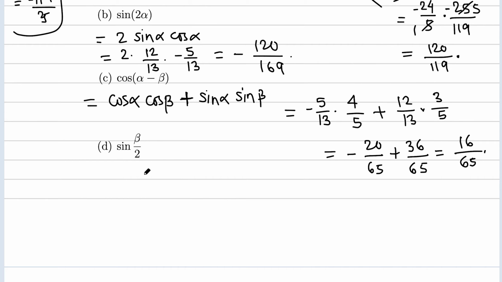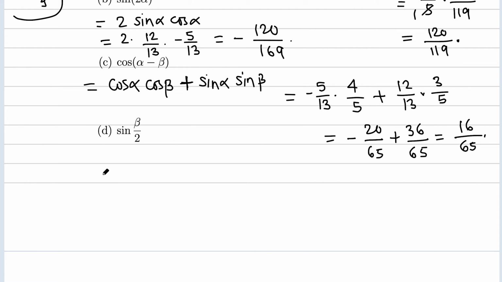Finally, sine beta over 2. So if you look at the formula list, half angle is plus or minus square root of 1 minus cosine. Maybe the formula list might have different angle, sine alpha over 2 or sine theta over 2. But in either case, it's just that angle. 1 minus cosine of that angle all over 2. Now we need to choose this sign correctly, whether plus or minus, not both.